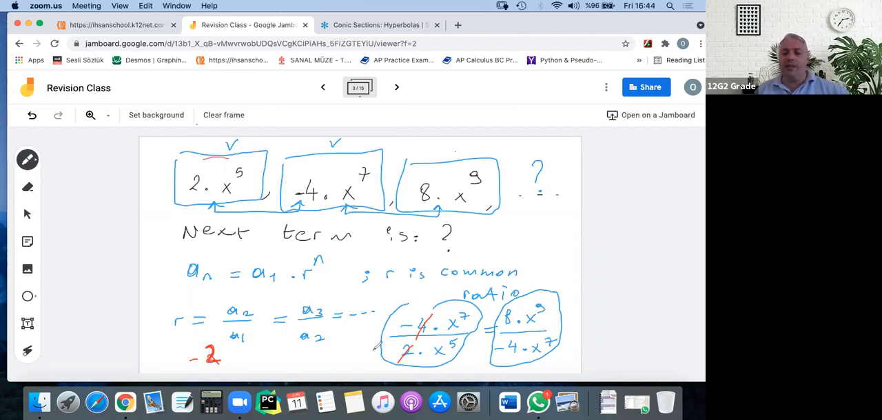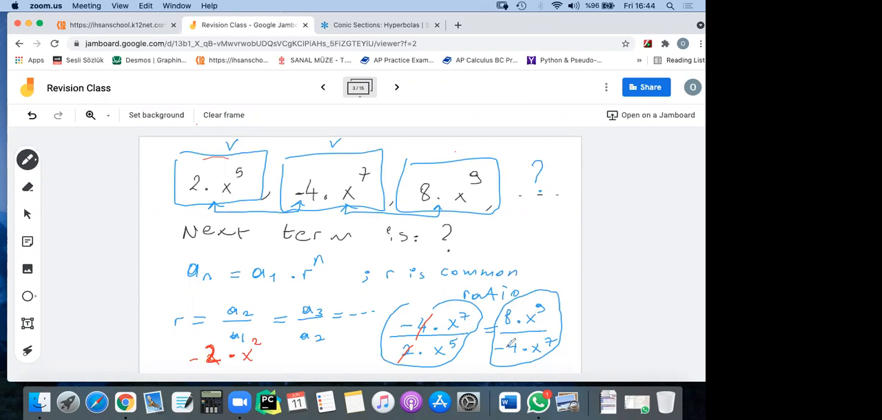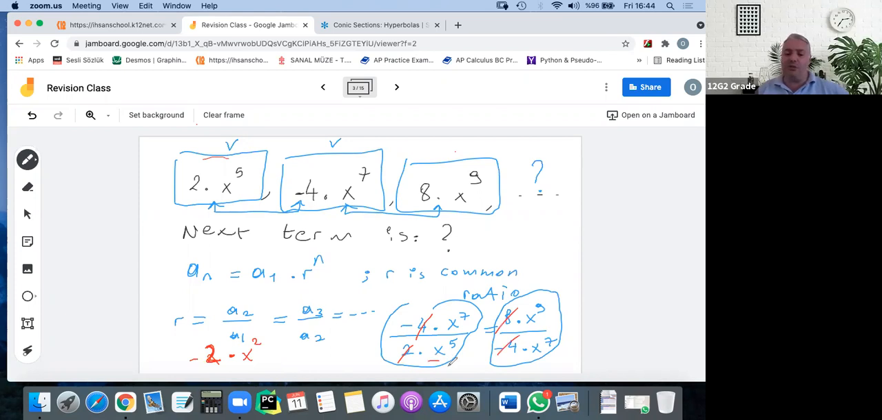One more time. -2 times x to the power of 7 divided by x to the power of 5. So it will be x to the power of 2. Is this clear? x to the power of 7 minus 5, which is 2. What about here? 8 divided by -4 is -2, times x to the 9 over x to the 7, x to the power of 2. So I understand that I have a common ratio. This is a geometric sequence where the ratio is -2 times x to the power of 2. So I am writing r is equal to -2 times x to the power of 2.